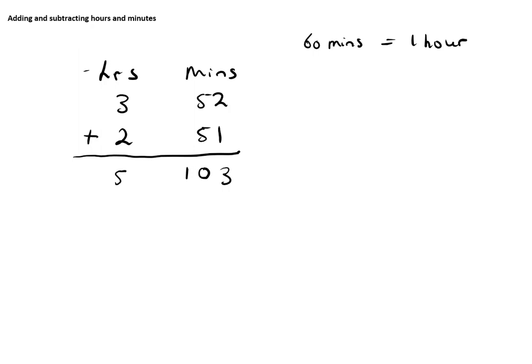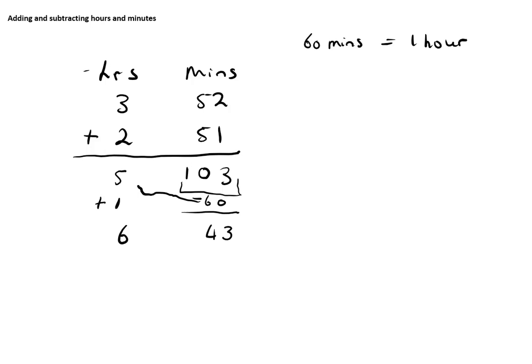Now what you have to do is look at the quantity in the minutes section. So this 103. And if that is greater than 60, you take away 60, which leaves you with 43. And then you carry that 60 over to your hours. That's going to be 1 hour. And 5 plus 1 is 6, which gives you 6 hours and 43 minutes.